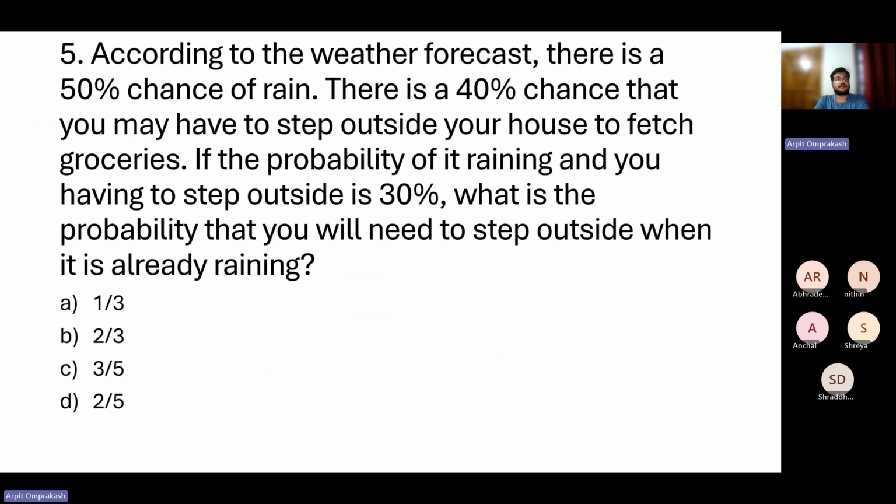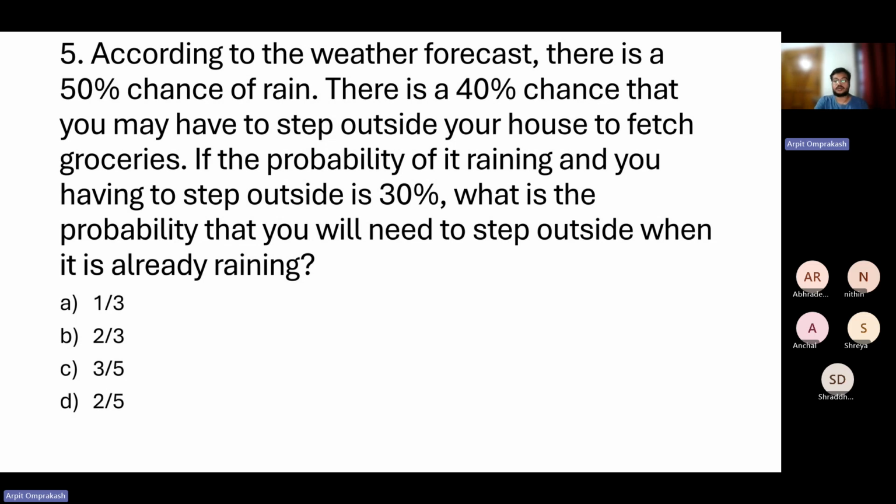Question number 5. According to the weather forecast, there is a 50% chance of rain. There is a 40% chance that you may have to step outside your house to fetch groceries. If the probability of it raining and you having to step outside is 30%, what is the probability that you will need to step outside when it is already raining? So again, this looks like a conditional probability question, because if the probability that one thing is happening is given, what is the probability that another thing will happen?